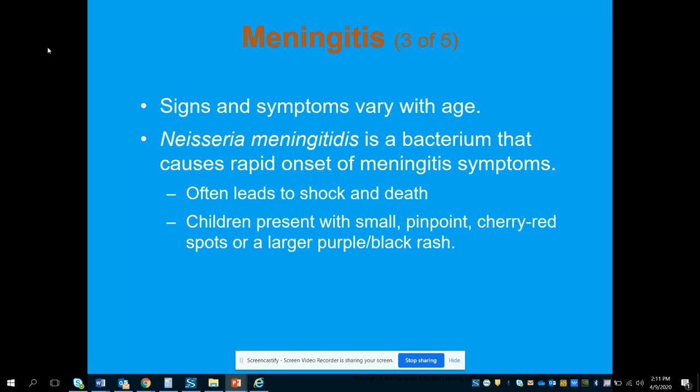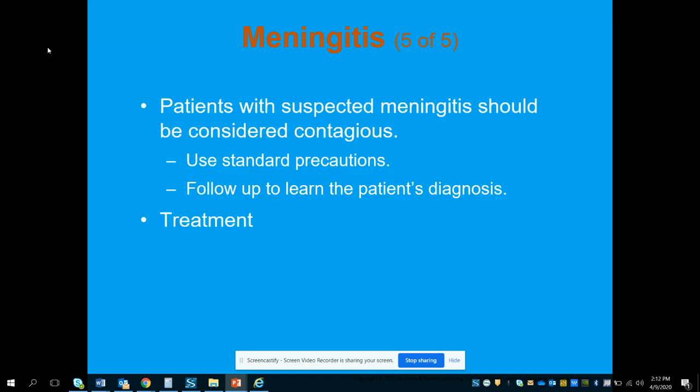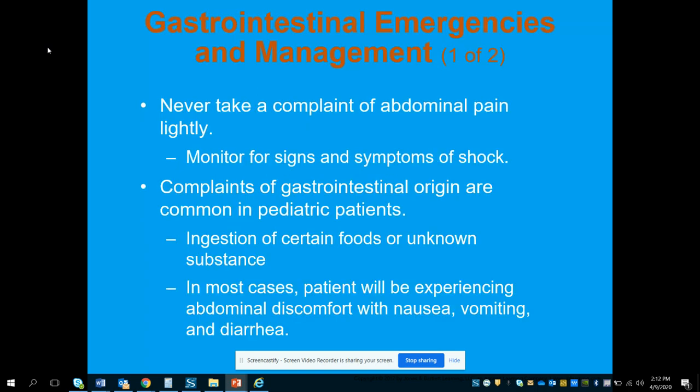This is caused by a bacterium that causes a rapid onset of meningitis that often leads to shock and death. The children might present with small, pinpoint, cherry red spots or large purple or black rash on them. And this is just an example of what that looks like that can be classified as meningitis. Patients with suspected meningitis should be considered contagious, so using proper PPE. Also, this patient will probably have a fever, and the only definitive way to determine this is to do a spinal tap at the hospital. So again, not something that you can really diagnose in the field.